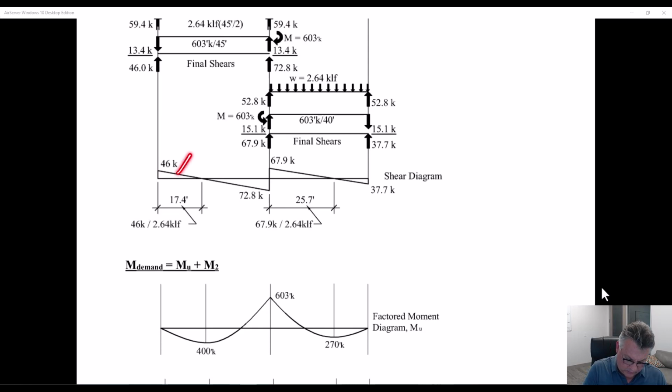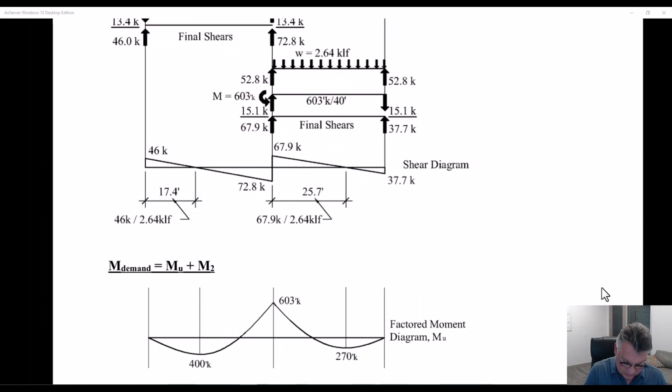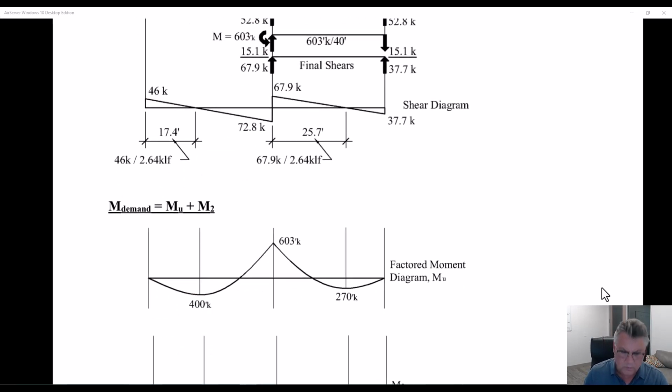I know that the slope of this line is 2.64 kips per foot. So I take that divided by 2.64 kips per foot to figure out where the moment crosses 0. I use that information to know that the change in moment is equal to the change in moment between these 2 points. That gets me this positive moment. Remember, once we have the negative moments, every span is statically determinate, so we can get everything else out of it. And again, in the same process, I get this moment.